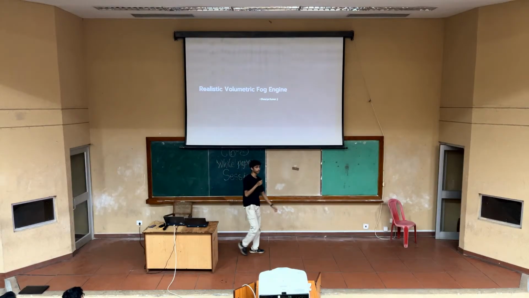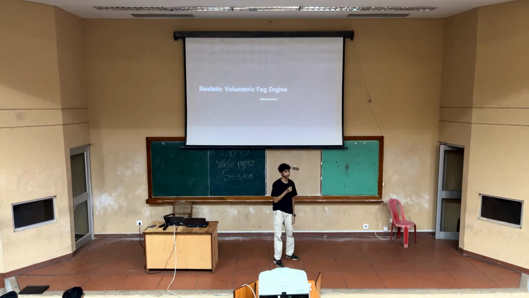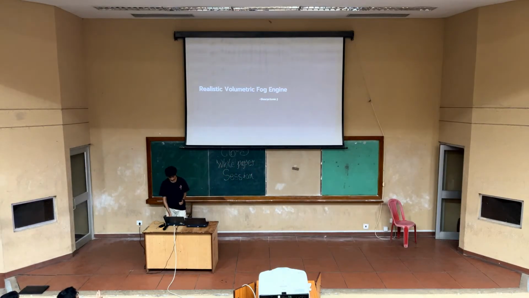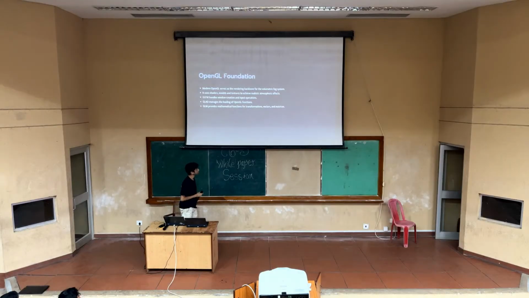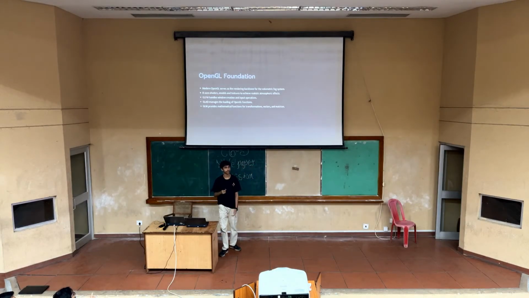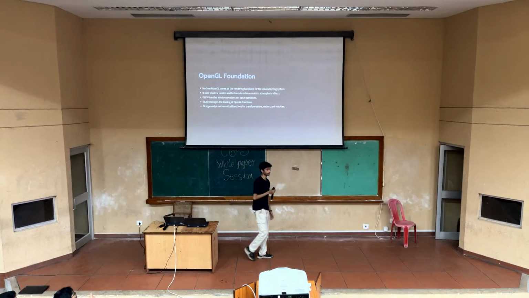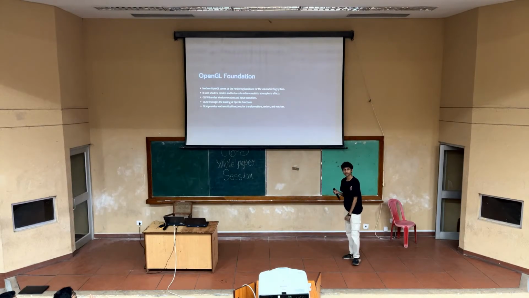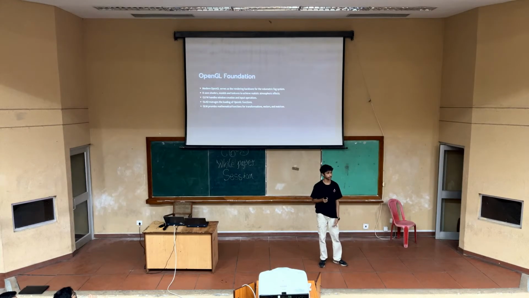Hi all, my name is Shortman and my project is a realistic volumetric fog engine. So let's first understand the basics of the OpenGL foundation. Modern OpenGL serves as the rendering backbone for the volumetric fog system. It uses shaders, models, and textures for making realistic atmospheric effects. GLFW is the graphics library framework which creates the window and handles input operations. GLAD manages the OpenGL functions, and GLM provides the mathematical formulation, like for vectors and transformations.